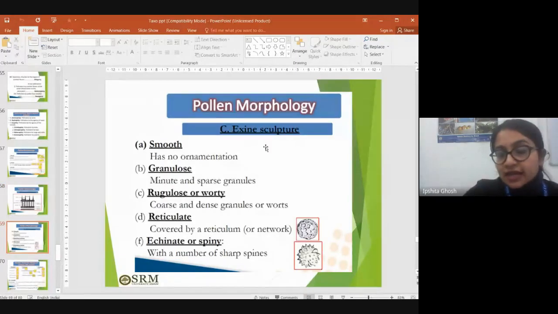So now the exine has different sculptures, which I was talking about. It is the outermost layer of the pollen sporoderm. Okay. So it can be smooth, it can be granulose, it can be warty, as I was saying, or it can have a reticulate kind of pattern, or it can be spiny as well, right?